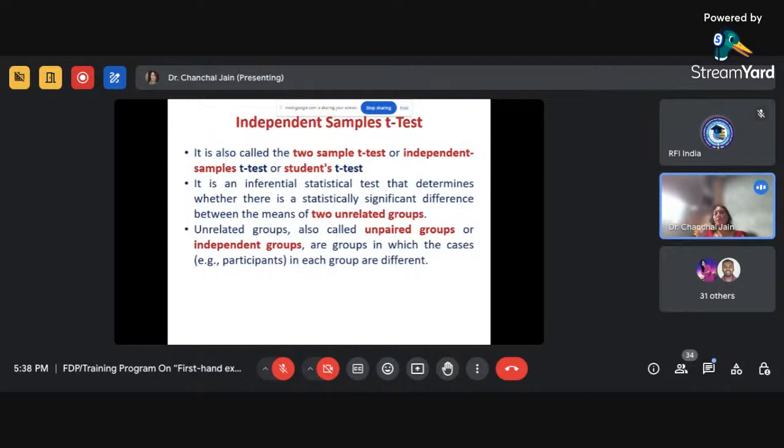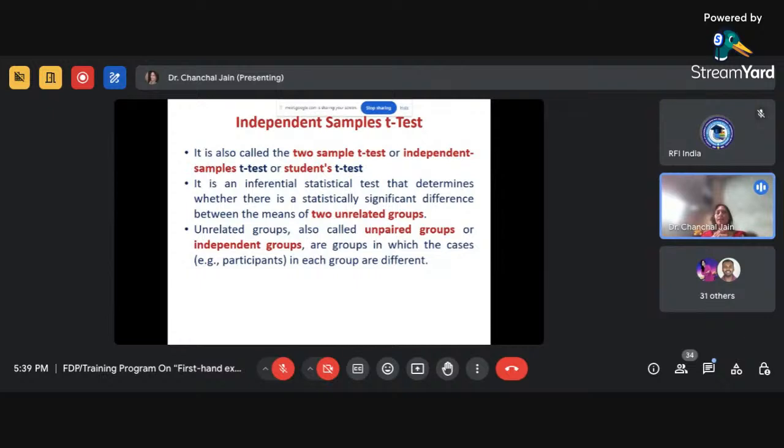This type of statistics is known as inferential statistics, and in this, the independent sample t-test is one of the tests, right? This test helps us to determine the statistically significant difference between the means of two unrelated groups. Unrelated groups meaning what? Whatever two groups I take, there should be no relationship between those two groups.